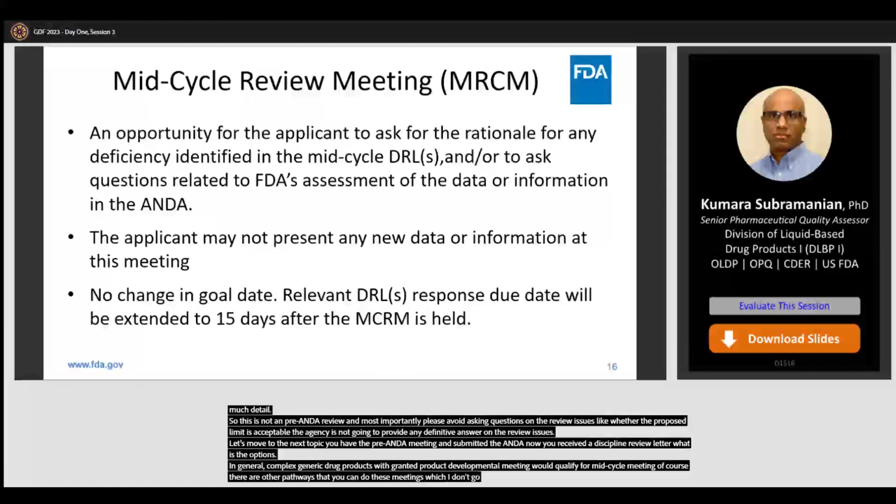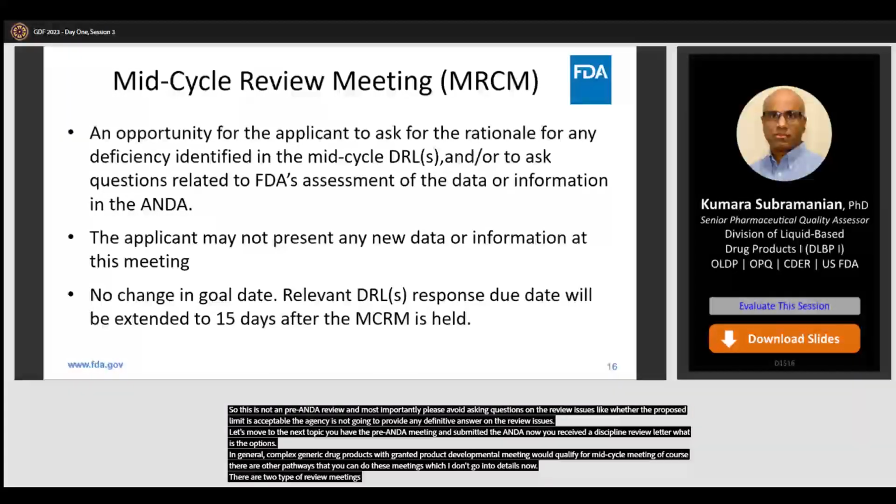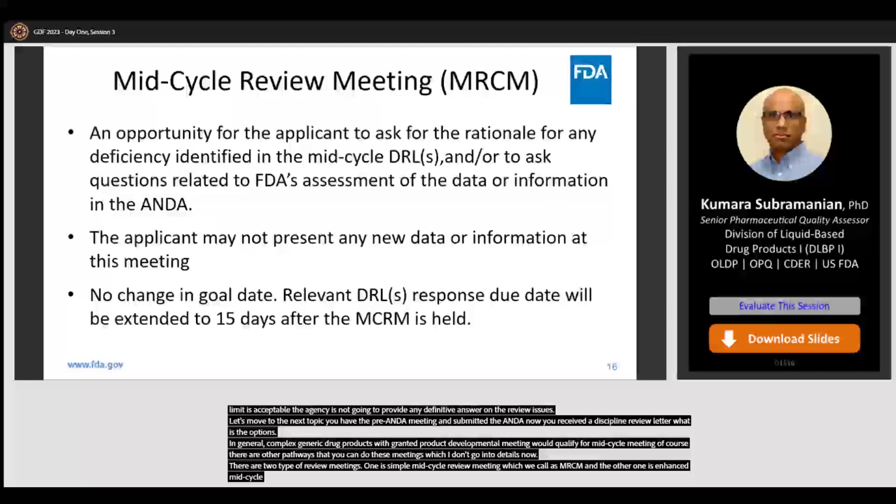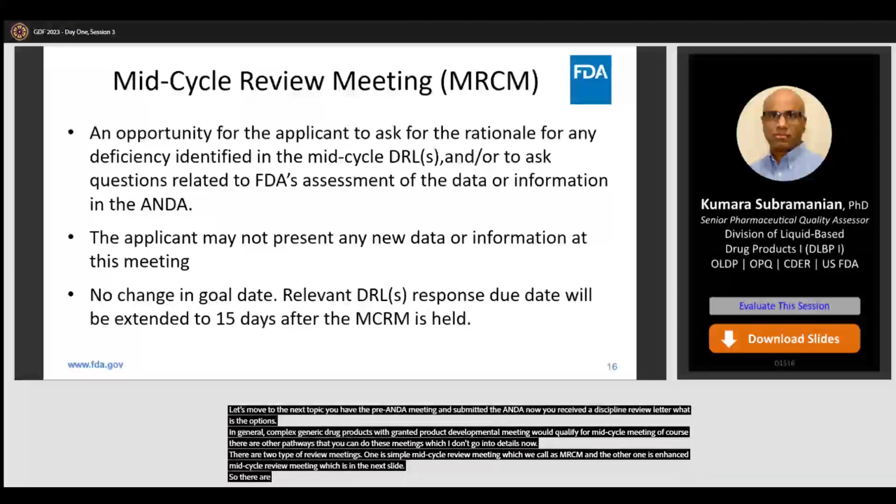So there are two types of review meetings. One is simple mid-cycle review meeting, which we call as MRCM, and the other one is enhanced mid-cycle review meeting, which we'll see in the next slide. So there are some significant changes in GDUFA III regarding MRCM.